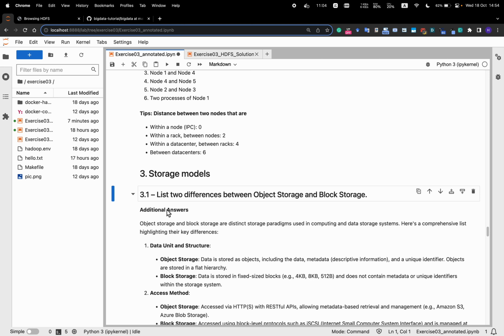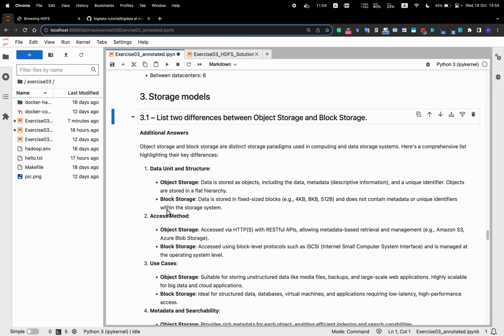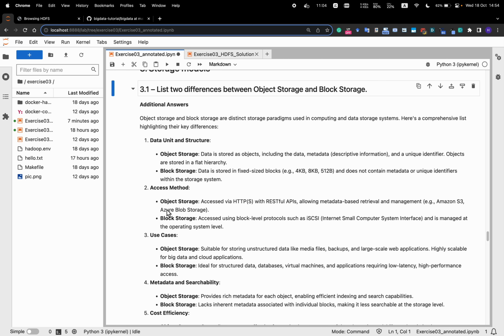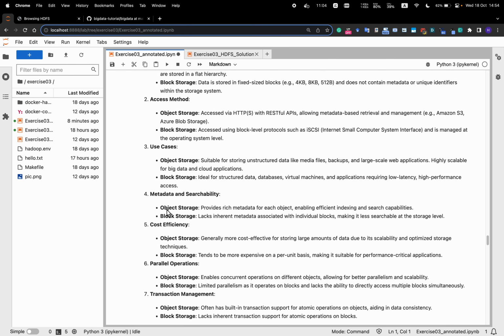Differences between object storage and block storage. I think some questions might stem from this. I've provided a lot more details compared to the solution, so please take a look at it. Basically, it depends on your access pattern, the use of your data, and the size of your data. So whenever you are considering which technology to use, always consider these three aspects.